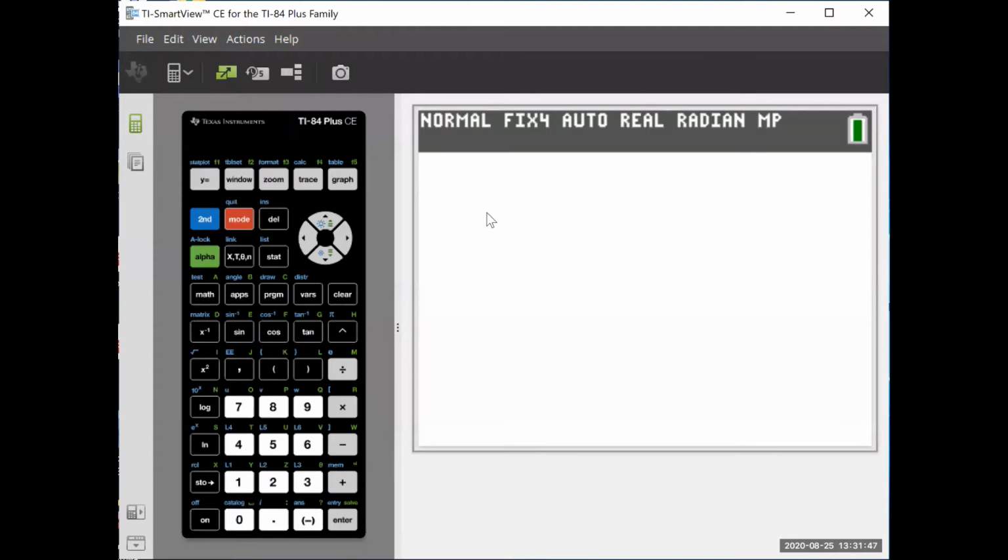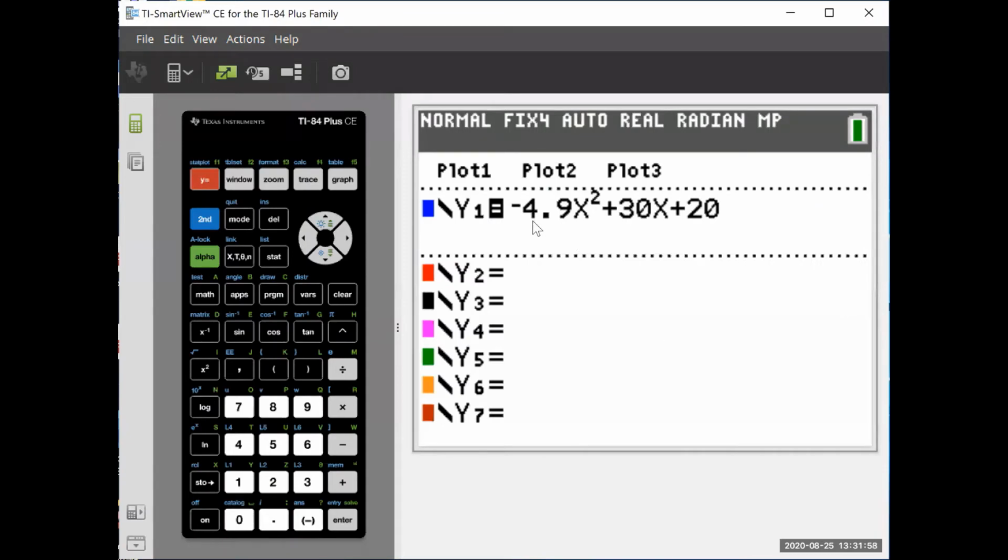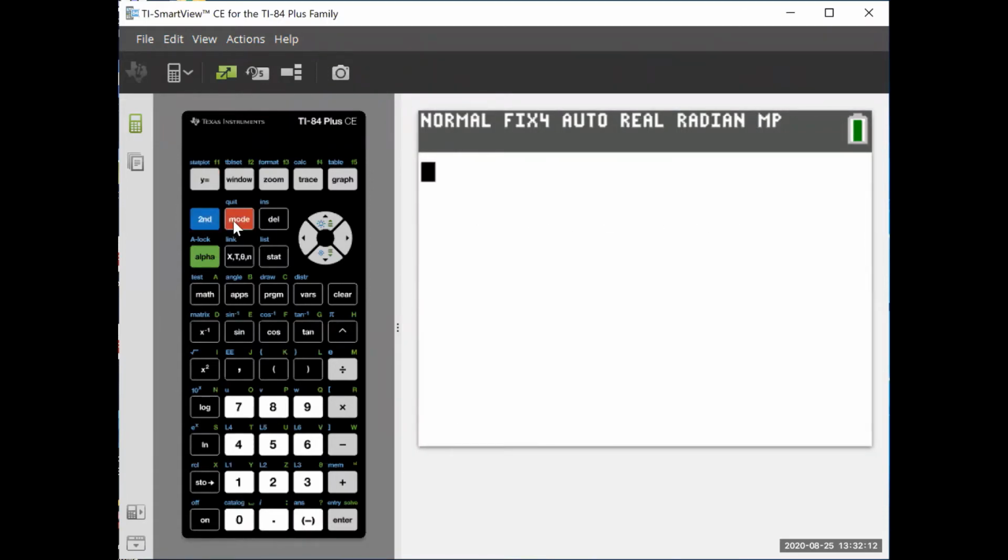Okay, now I'm going to show you how to calculate the average velocity directly in our calculator. You can also follow along with me. All you have to do is go to y equal to, then type in the function. Our function was negative 4.9 x squared plus 30x plus 20. Now, in order to exit this screen by saving the function there, you press second, mode. If you press second mode, you can exit it quickly.